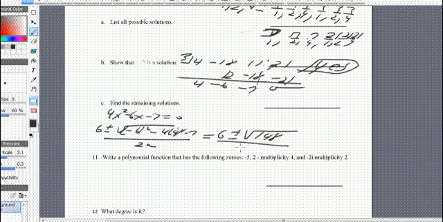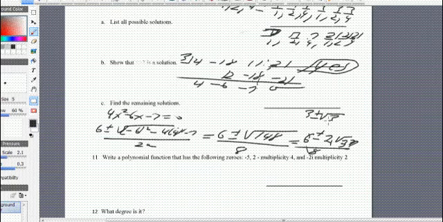Over 8. That turns out to be 6 plus or minus the square root of 4 times 37, which is 2 square root of 37, over 8. Bam, bam, bam. That reduces down to 3 plus or minus the square root of 37 over 4, which are 2 real solutions. One of these is positive, one of them is negative, and according to Descartes, that's correct. That's what we should have gotten.